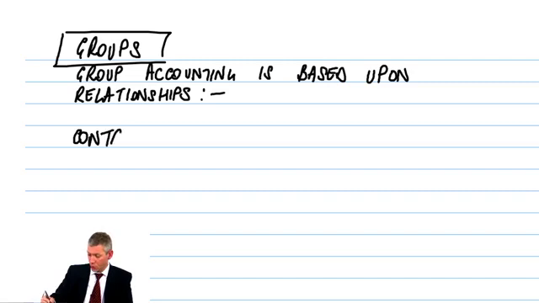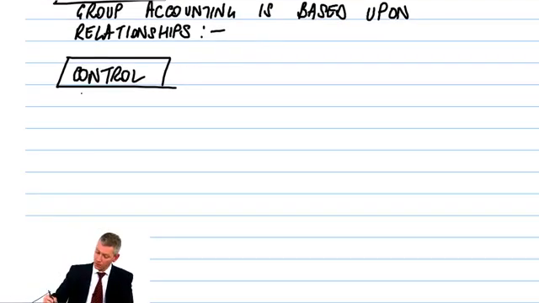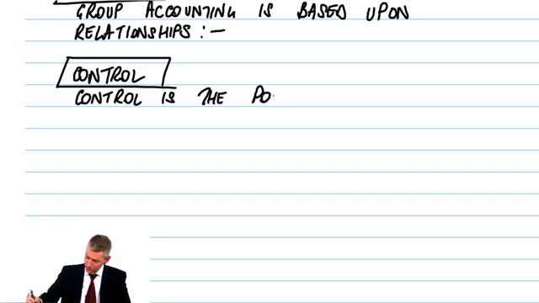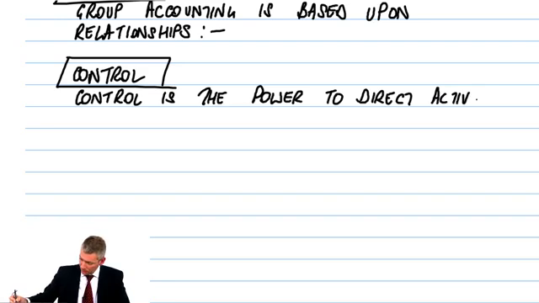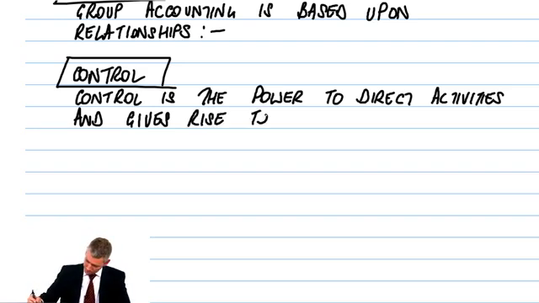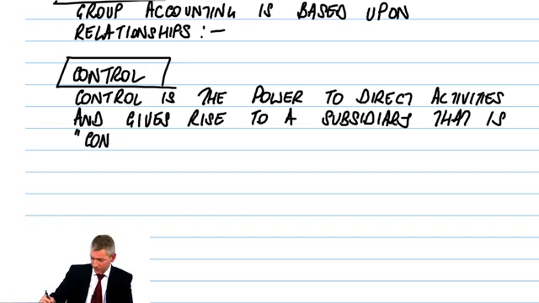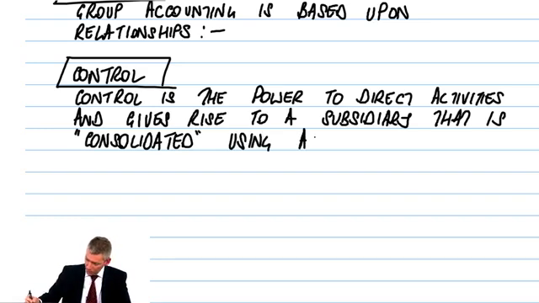The first one is control. Control is the power to direct activities and gives rise to a subsidiary that is consolidated using acquisition accounting.